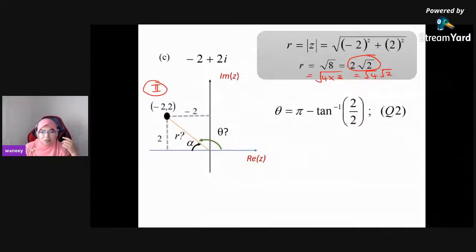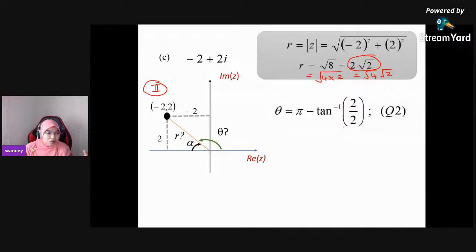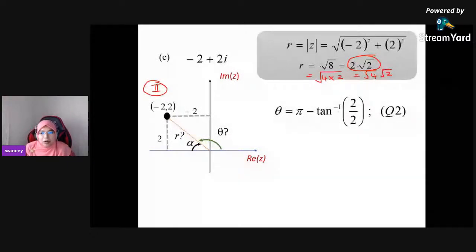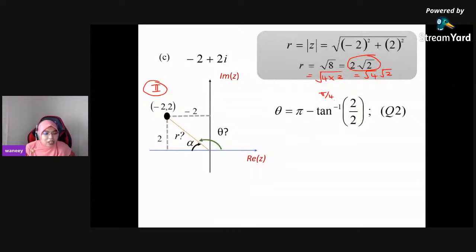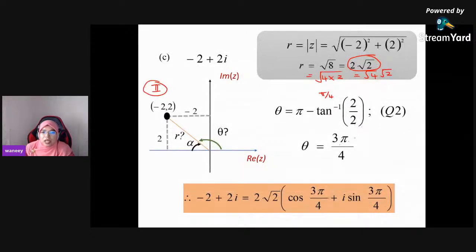So arctangent of 1, that is actually a special angle. 0, 30, 45. So that means arctangent of 1 is 45 degrees or pi over 4. So this one will give you pi over 4. This is a special angle, pi over 4. Okay, so pi minus pi over 4. So that is how you end up with theta equal to 3 pi over 4.